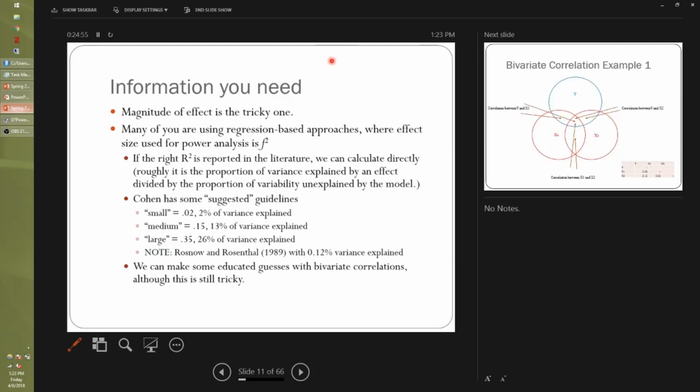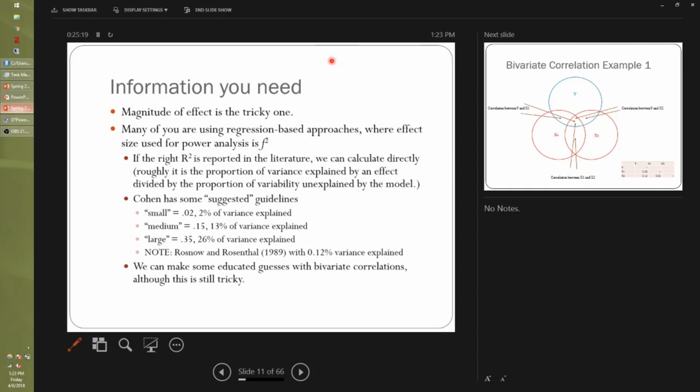Like I said, the magnitude of an effect is a tricky one. So many people that come to me are using regression-based approaches, right? And they want to figure out how many people they need to get data from. But the effect size used for power analysis for regressions is actually not F squared, it's F. That's wrong. It's just F. F squared is something else.